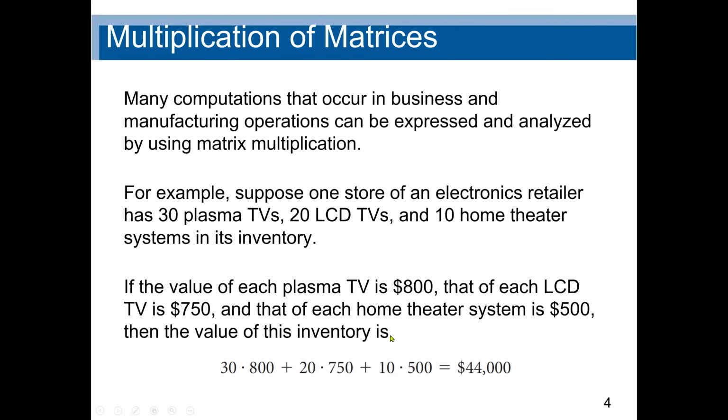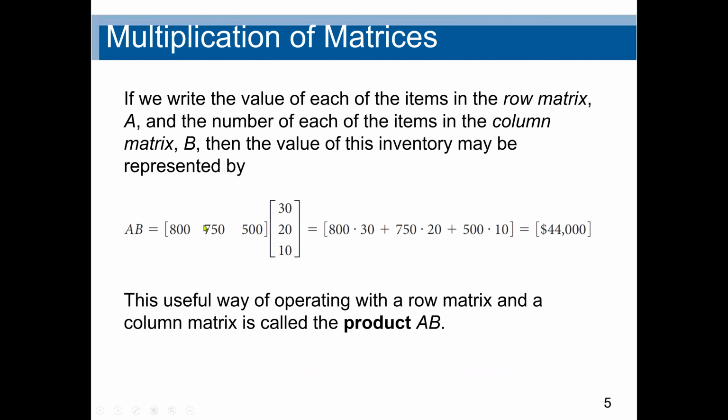Then we can do this calculation without using a matrix. I have 30 plasma TVs, and each is $800. So 30 times 800 will give me the total value for the plasma TVs. We have 20 LCD, so it's 20 times 750. We have 10 home theater systems, the price is 500, so 10 times 500. If we do this calculation, we get $44,000. But we can arrange this calculation in a matrix form also, and that's what we are doing here now.